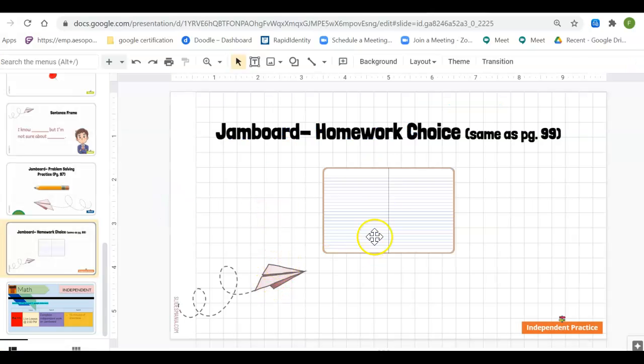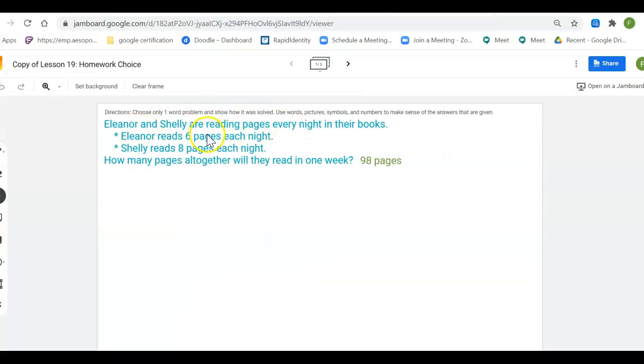And your last independent work, guys, is going to be another Jamboard. You're going to have homework choice. Homework choice, another Jamboard. So this is a Jamboard for the choice. Now, when I say choice, I mean you have a choice of picking one of these word problems to solve. So the directions: choose only one word problem and show how it was solved. Use words, pictures, symbols, and numbers to make sense of the answers that are given.